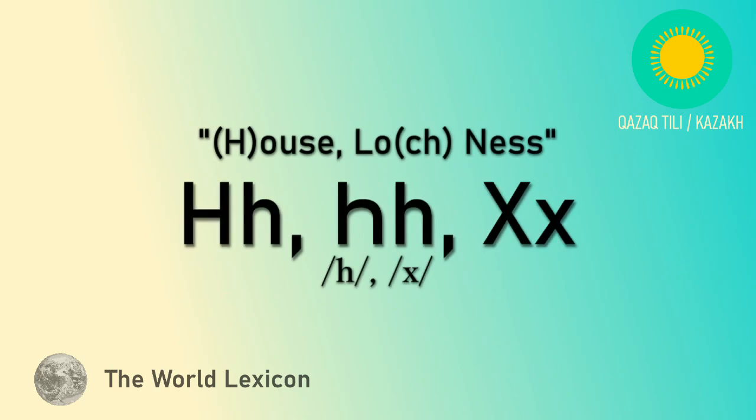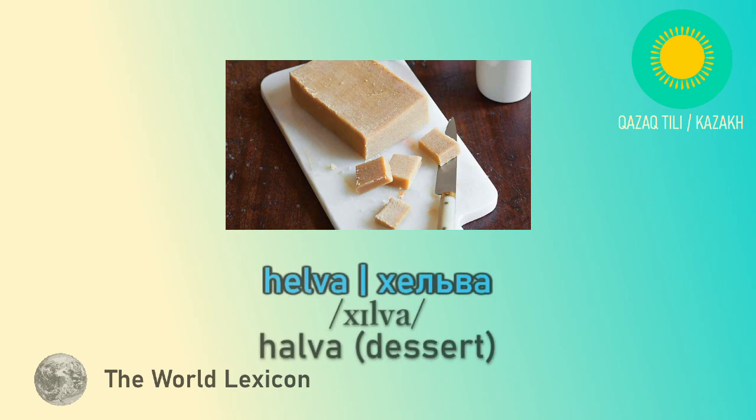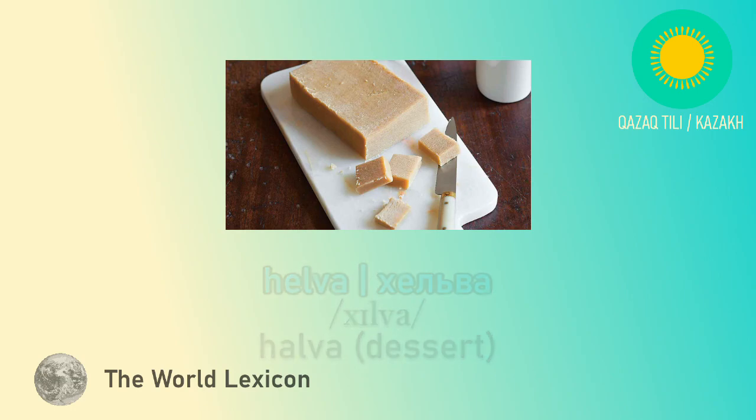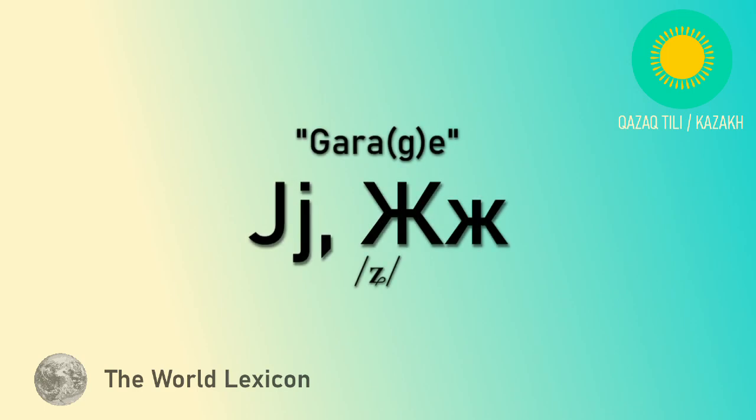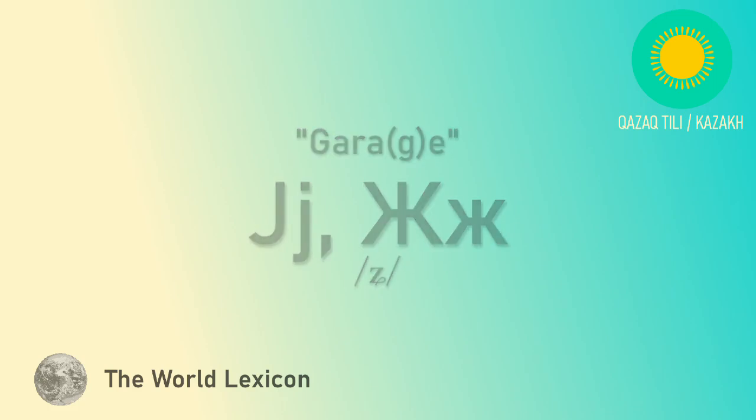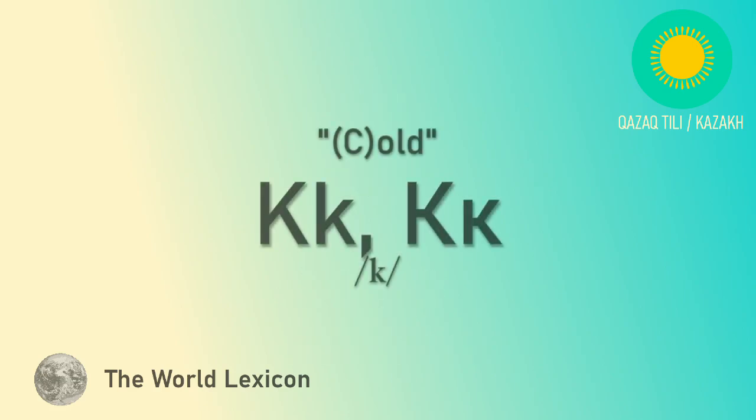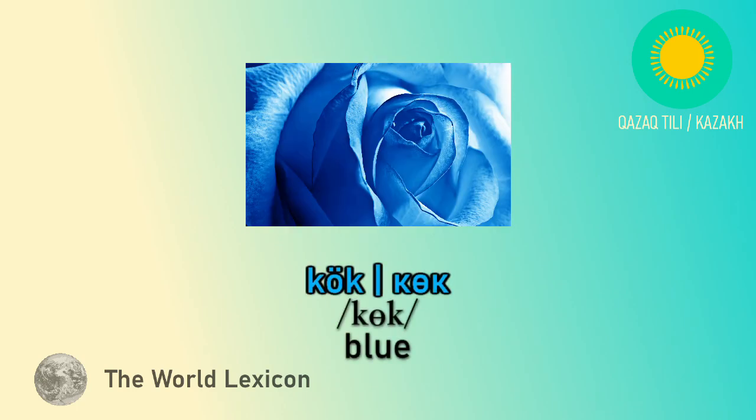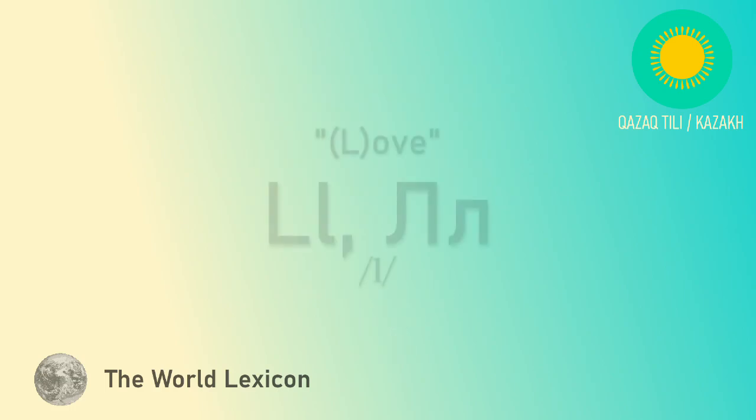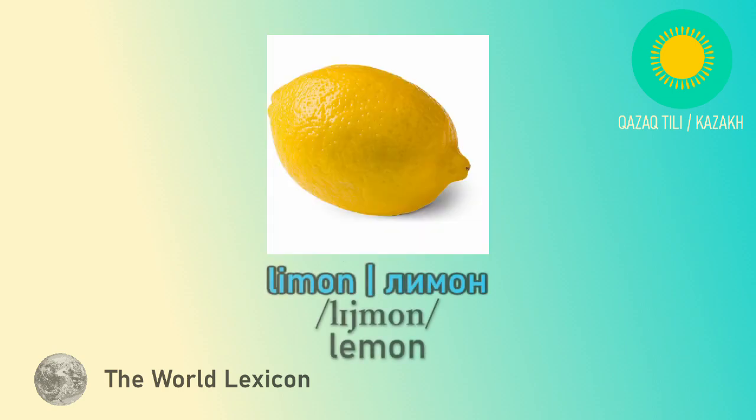This letter is Kha, and it's represented by two letters in Cyrillic. Kha and Ha. It can either be like the CH in Loch Ness, or the H in house. Khelva. This is Je, like the G in garage. Juz. This is Ka. Kök. This is El. Limon.